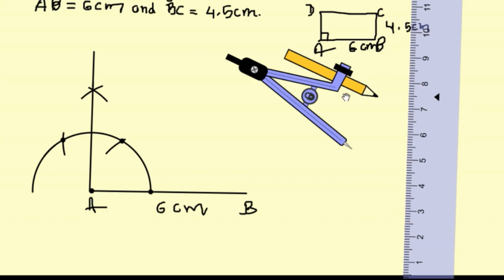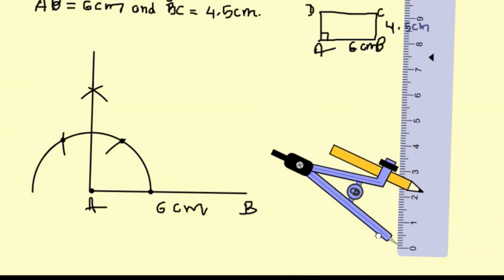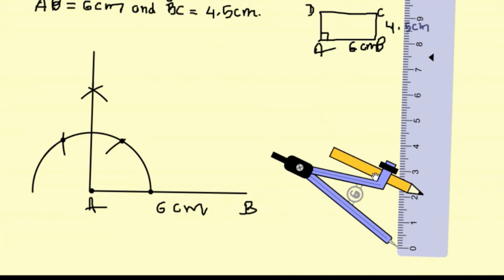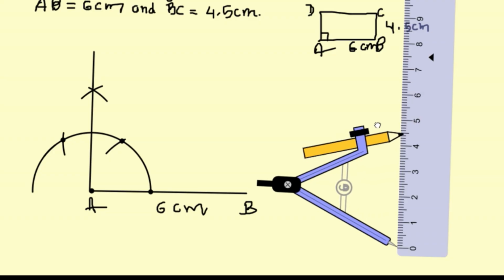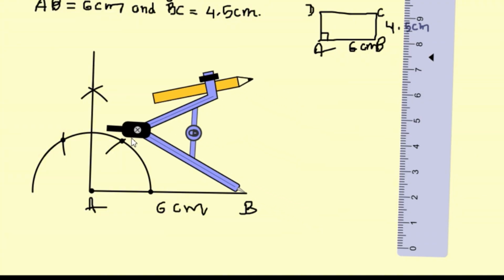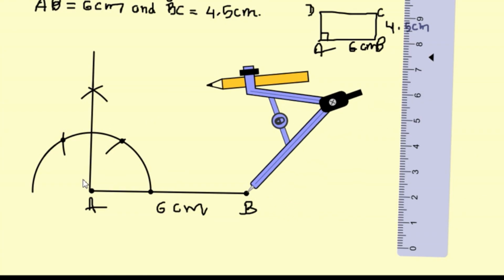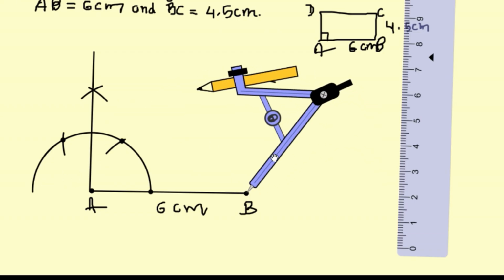Now put the ruler on this side, and now we have to measure B to C. Look, B to C is 4.5. That's why in the ruler, put at 0 and move it up to 4.5, like this. And now cut from here. Look, children, from here cut this side like this. This is the length of 4.5 centimeter.